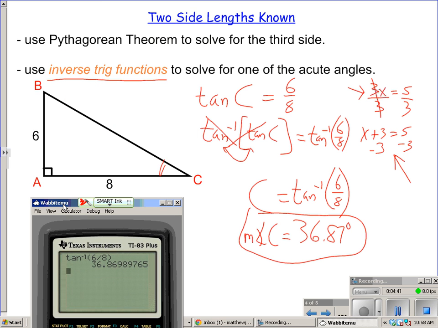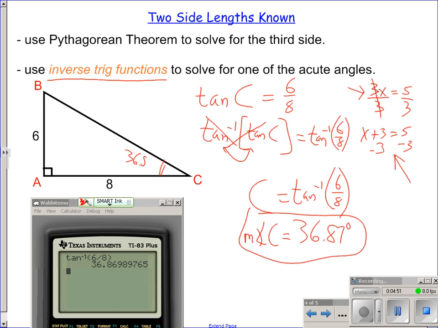Okay, so we're using inverse trig functions to calculate one of those angle measurements. Once we know one of those acute angle measurements, 36.87, to find angle B, angle B and angle C are complementary. So 90 minus 36.87 is going to be 53.13 degrees.